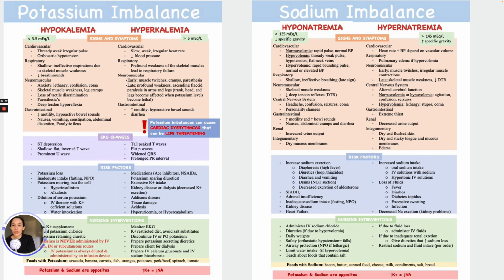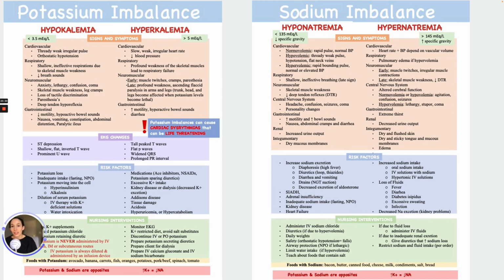If we come over to sodium imbalances, we have hyponatremia and hypernatremia. So hyponatremia is when the sodium is less than 135, and this is going to lead to a decreased specific gravity. Cardiovascularly, we'll see normovolemic, so rapid pulse, normal blood pressure. We may see hypovolemics, they might have a thready, weak pulse, hypotension, flat neck veins, or we may see hypervolemic, a rapid bounding pulse, normal or elevated BP. Respiratory will be shallow, ineffective breathing. This is a late sign.